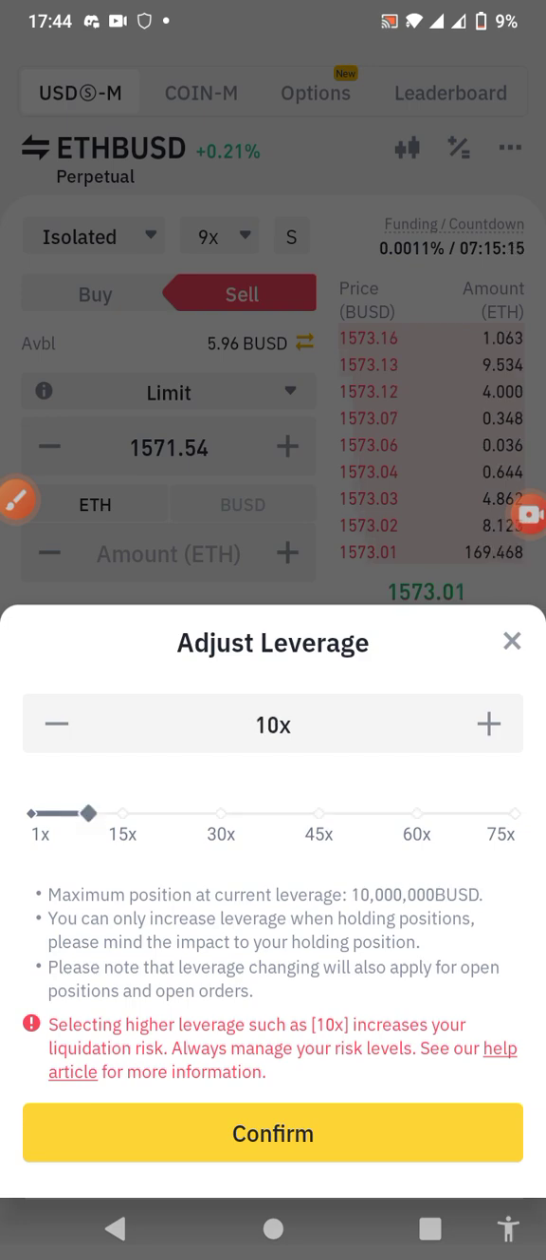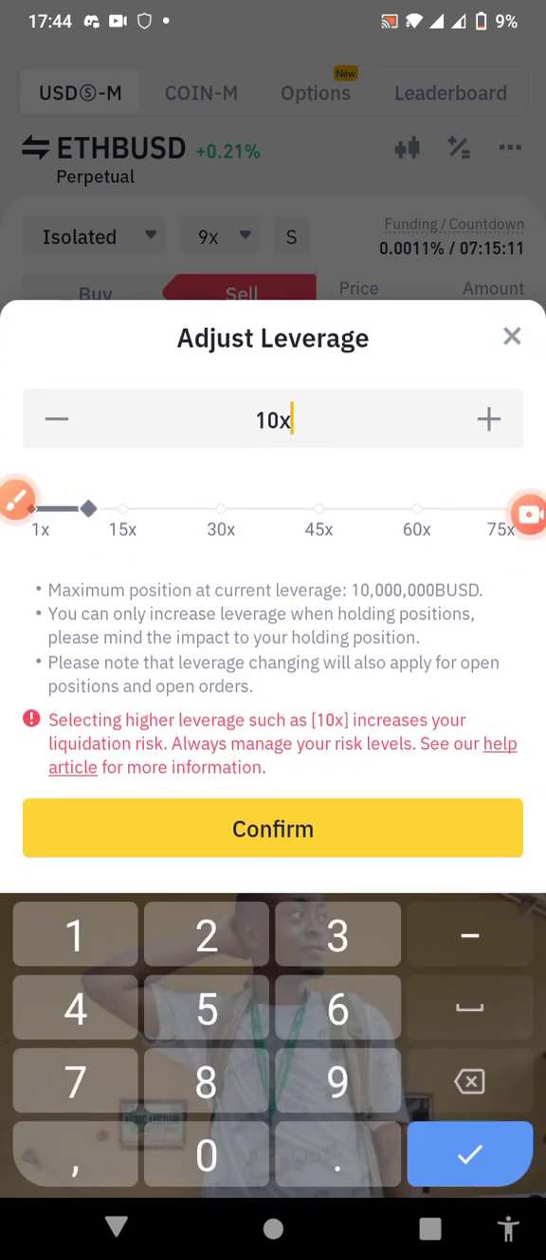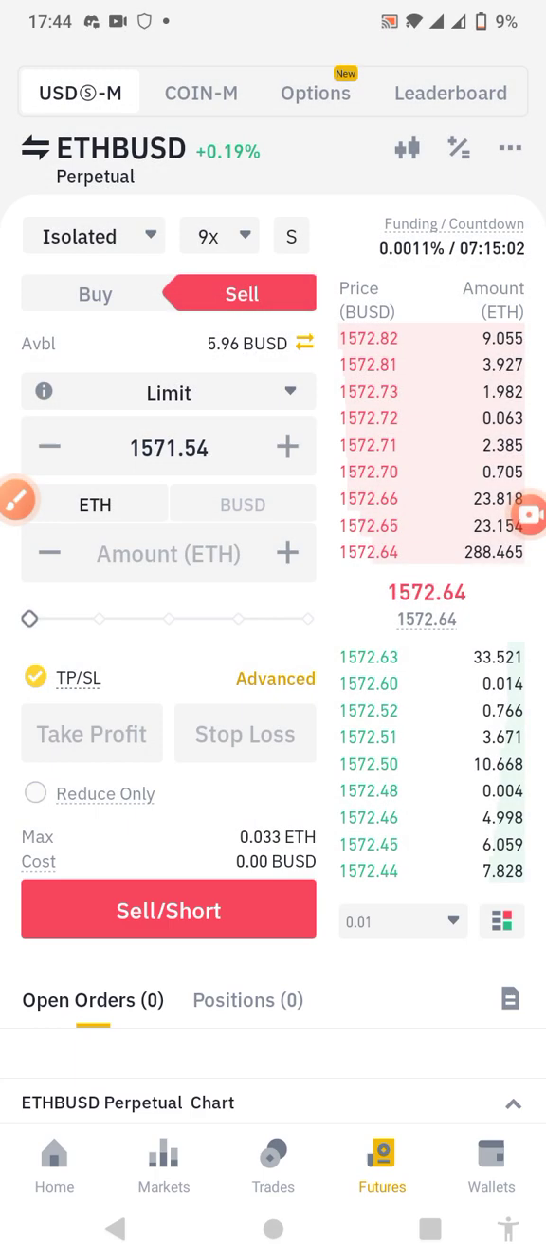So if I'm giving you a signal trade, if I tell you to use 9x, you just come here. You come here and you edit it to 9x. You understand? If I give you 8x, you edit it to 8x. If I give you 10x, you edit it to 10x. So let's use 9x at this moment.